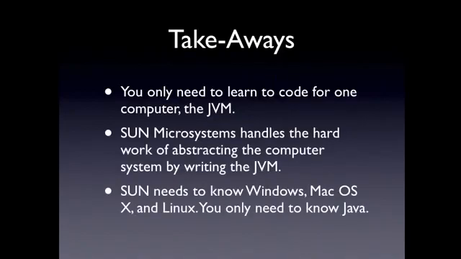So look, here are the takeaways for this lecture. You only need to learn to code for one computer, the Java virtual machine. The Java virtual machine is a piece of software written by Sun Microsystems. Its job is to take bytecode and convert it into a format that is understood by the underlying system. It converts it to the machine code and native system calls that the underlying system needs to get the job done. You don't have to worry about that. Life is good. Just like driving your car, you don't need to be a mechanic when you're a Java programmer.